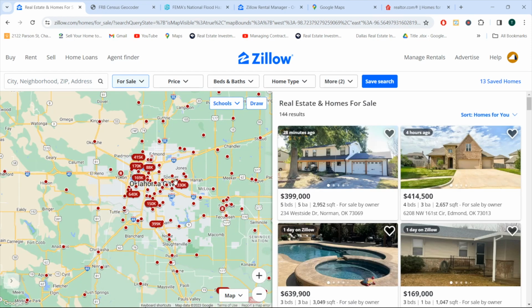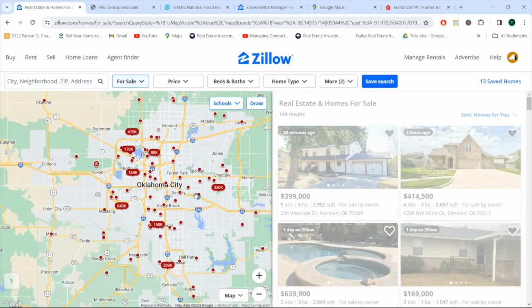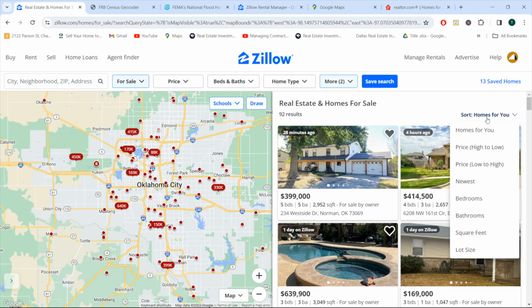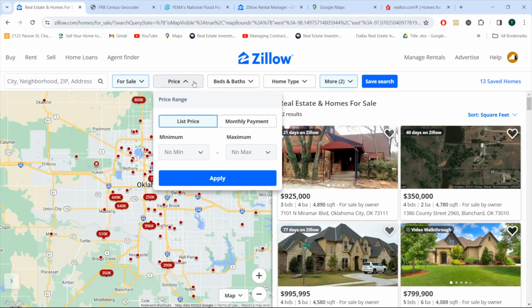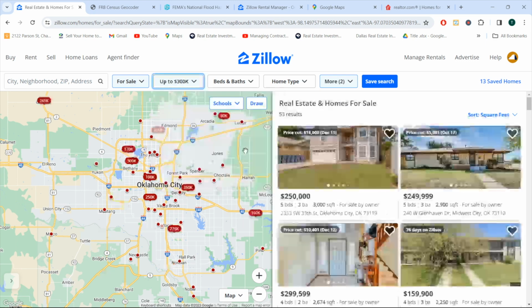So the first thing you want to do, if you want to find a deal, but we're also going to comp at the same time, is have square feet going down, from largest to smallest. Now, I'm just going to max the prices out at like 300,000, because I want to comp something that actually is worth comping.